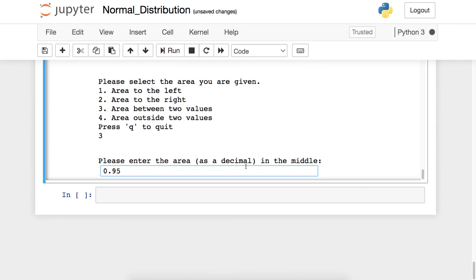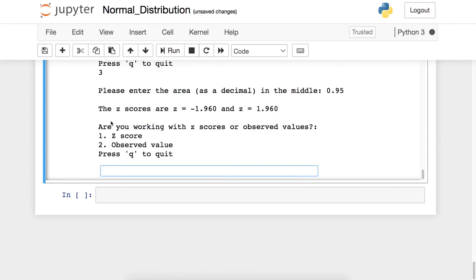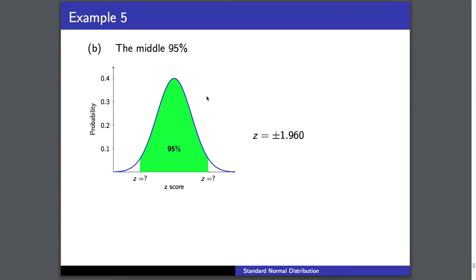Again, please make sure it is a decimal. And we get about negative 1.96 and positive 1.96. So our z-scores are plus or minus 1.96, which we will see again in future videos. So that's a pretty popular value there.